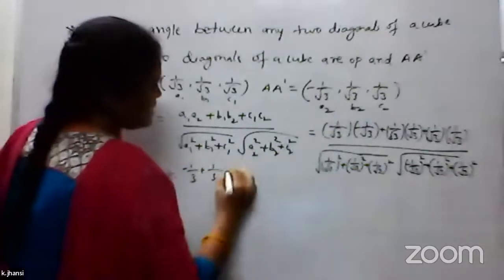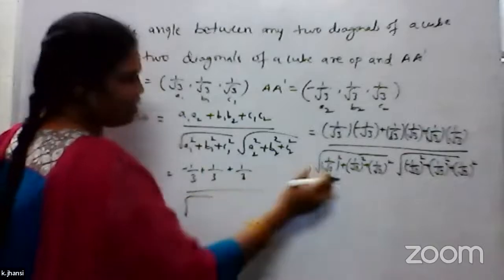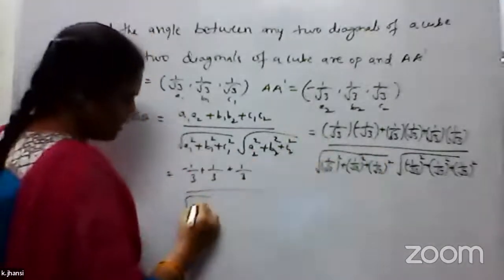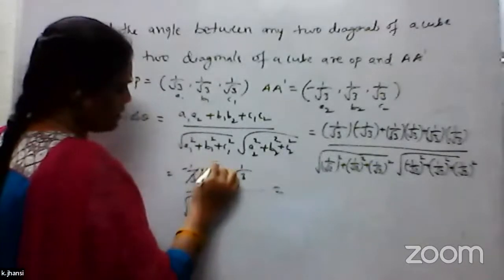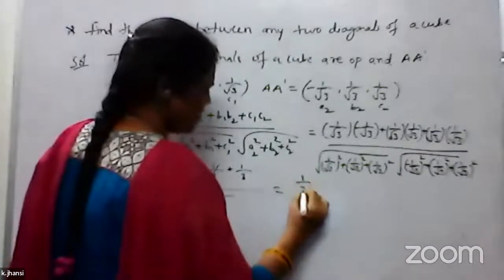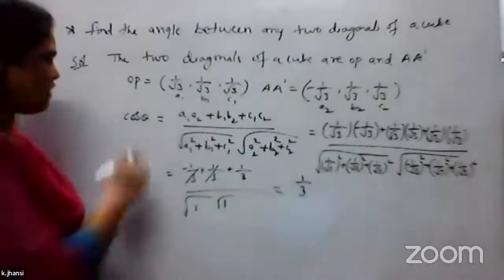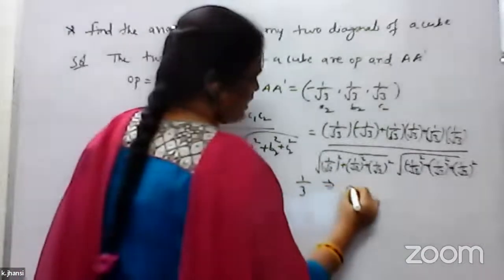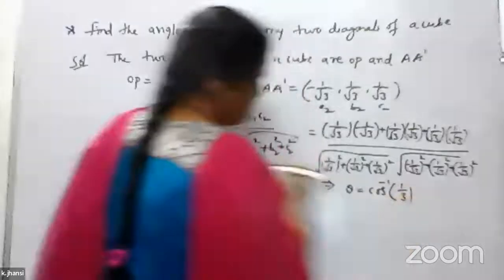plus 1 by 3. Next, the last one is 1 by 3. Divided by, if you do the square root of this, you will get 1 by 3 plus 1 by 3 plus 1 by 3, that is 3 by 3. So you get root 1 and this is also root 1. And here minus 1 by 3 and plus 1 by 3 both will get cancelled, so only 1 by 3 will be there. In the denominator, root 1 into root 1 is 1. So the cos theta you are getting is 1 by 3. So theta equals cos inverse of 1 by 3.